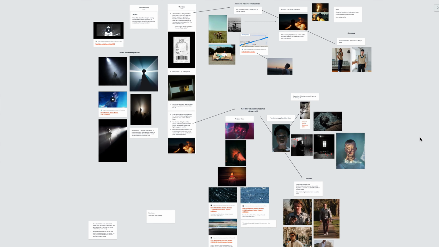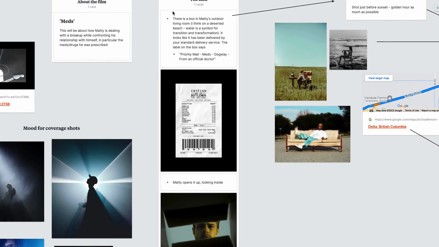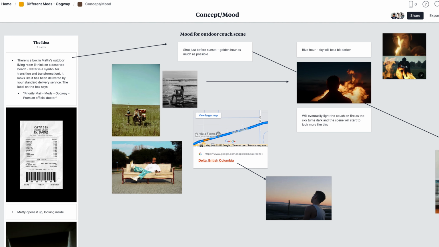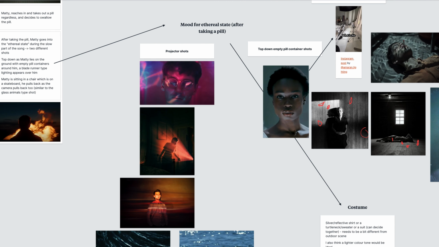I started by writing a really rough idea and a loose narrative of what I thought the whole story could be. Then from there, I identified the various different types of shots that I wanted to get, and in this case, I organized it into 3 different categories: covered shots, outdoor shots, and the ethereal, dreamy type shots. And using Milanote for this made it super easy.